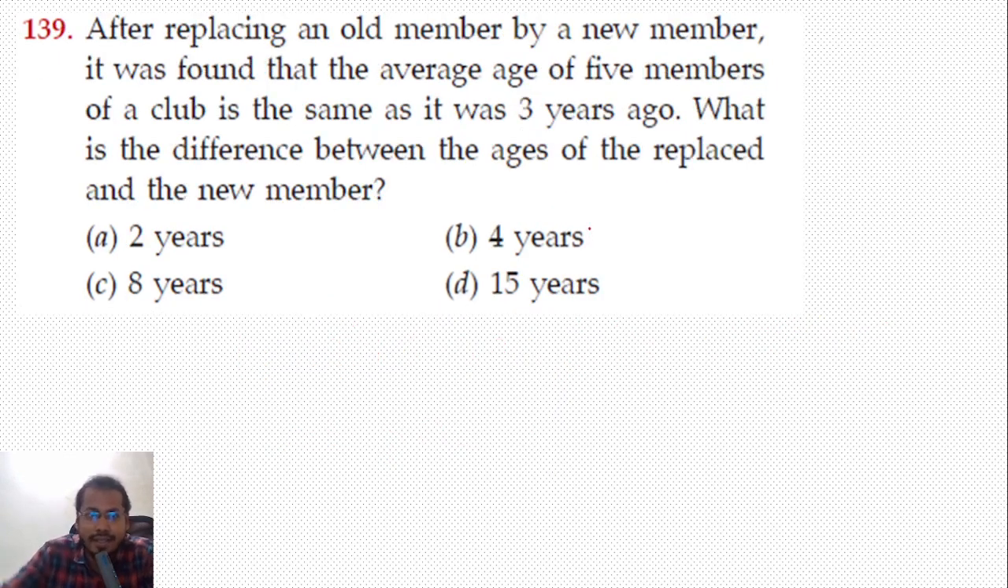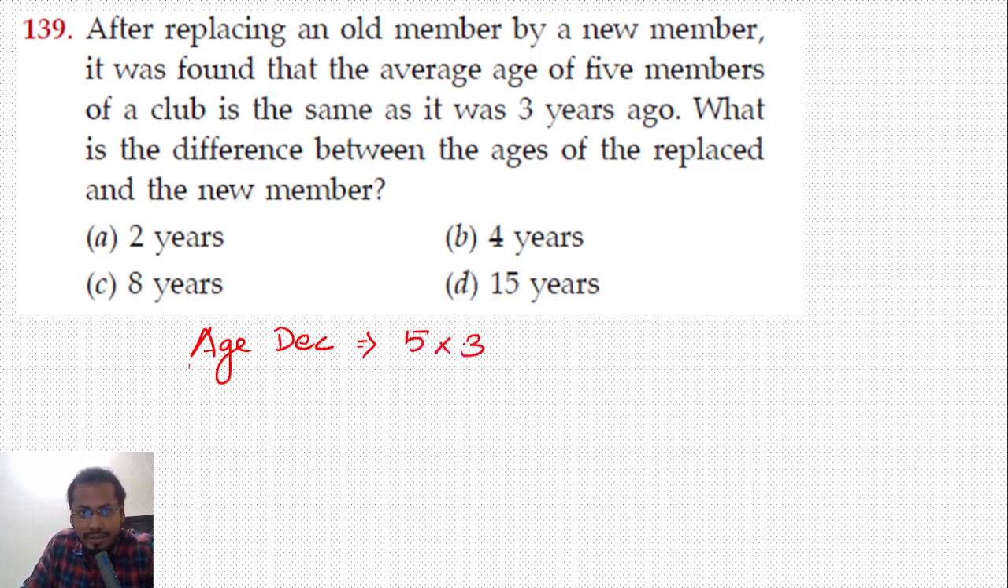Simple. Right, next. After replacing an old member by a new member, it was found that the average age of 5 members of a club is the same as it was 3 years ago. What is the difference between the age of the replaced and new member? Okay, right. Age was decreased. Okay, right. So age was decreased 5 into 3, 5 members 3 years ago. So 5 into 3, it was 15. So I need to reduce 15 years.